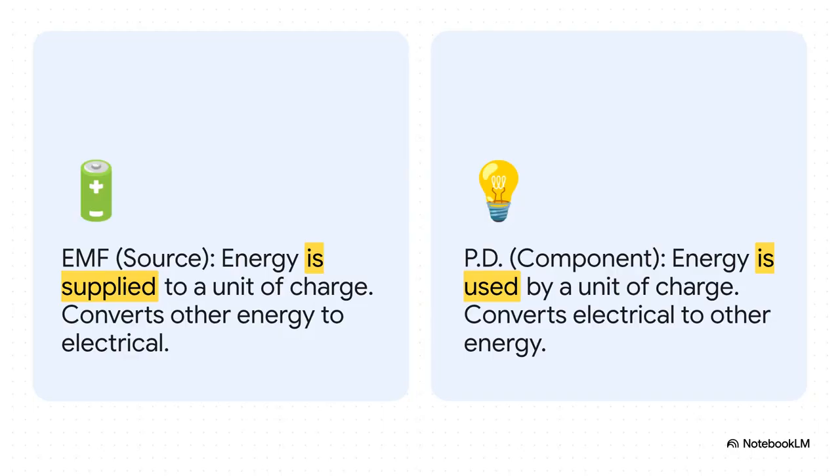I love this analogy. It makes things so much clearer. Imagine a tiny unit of charge is like a little person. Now the battery, the source, gives each of these little people a Lego brick made of energy. That's its job. Then, as our little person travels through the circuit and reaches the light bulb, they have to hand over their Lego brick to make the bulb light up. That moment of giving up the energy brick, that is the potential difference. It's the energy used up by the component.